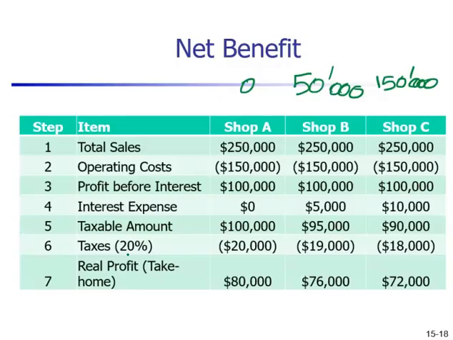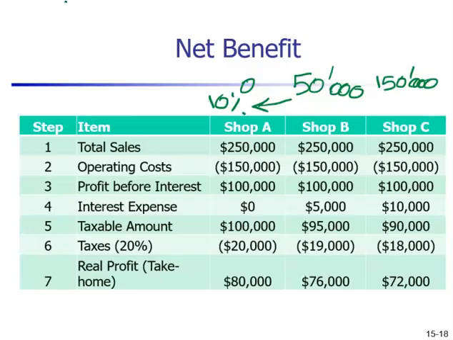Okay, let's go for the details of calculation. Total sales for all three of them, 250,000. Operating costs for all three of them, 150,000. So we get the operating profit as 100,000 for all of them. Now from here, the interest expense. Shop A, 0. No loan, no interest payment. Shop B has a loan of 50,000 and the interest rate is 10%, so the interest expense is 5,000.